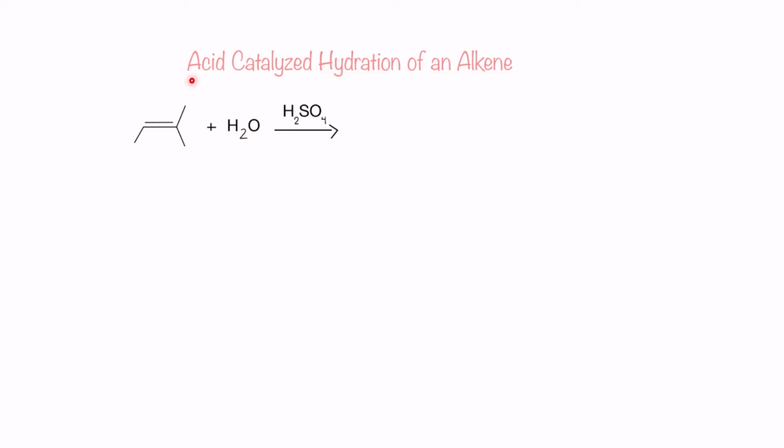And what about acid catalyzed? Where does that come from? That comes from the fact that we are using H2SO4, also known as hydrosulfuric acid. And so hydrosulfuric acid is catalyzing this reaction. Catalysts are usually drawn above the arrow. And so this acid is catalyzing the reaction, hence the name acid catalyzed hydration of an alkene.